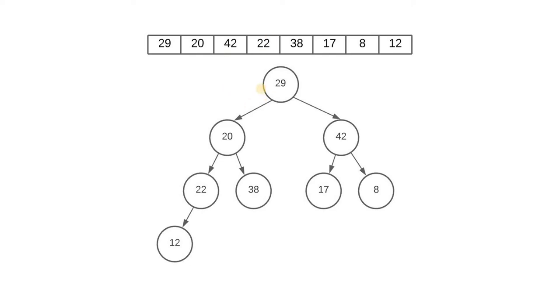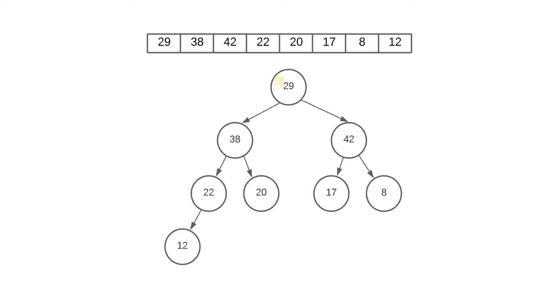So the next one that comes up is 20 over here. Once again, 20 is smaller than both of its child nodes, so we're going to swap it with the larger one, which is 38. And here we can see 38 is now over here. If we were to ignore this 29 over here, we can see that the entire max heap rule is being obeyed. Look, 38, 22, 20, 12, 42, 17, 8, that's good.